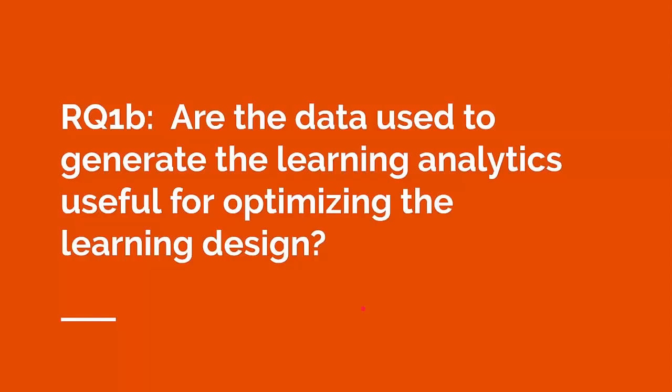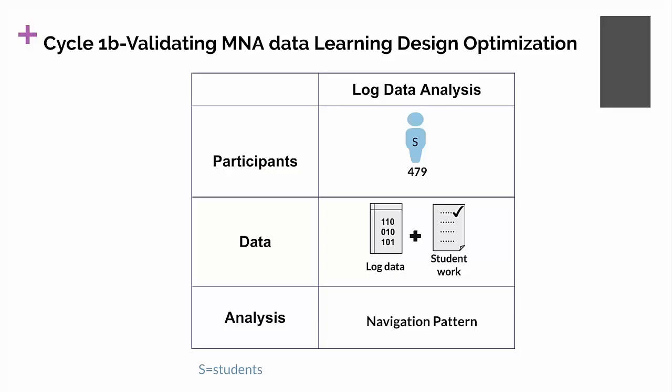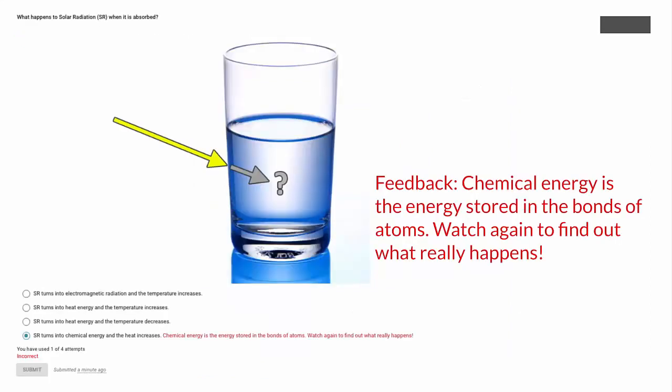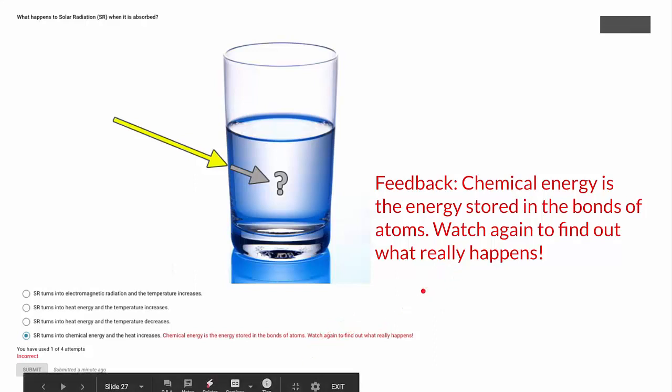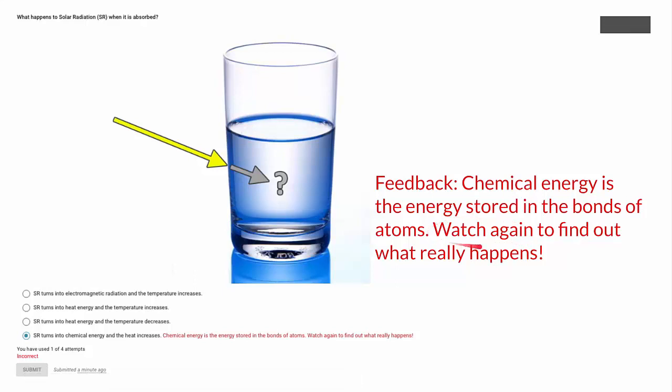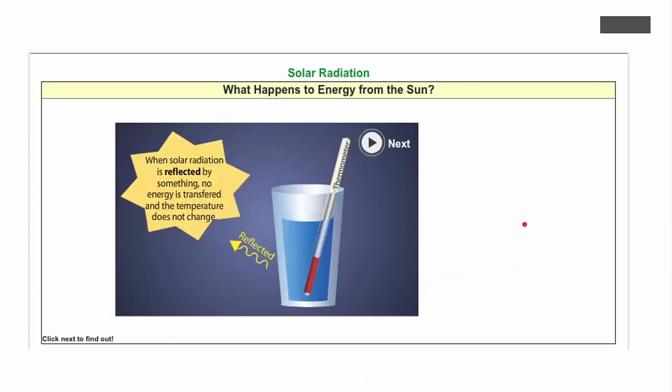We then explored the data to address our next research question of whether it could be useful for optimizing the learning design. Again, for these 479 students, we evaluated their log data and student work associated with the 7 distinguishing idea steps to see their navigational patterns. One of the features of these steps is that they have automated feedback when students select an incorrect answer. This feedback directs students to go back and watch an animation, which would create an opportunity for them to get the ideas they needed to really understand the phenomena.